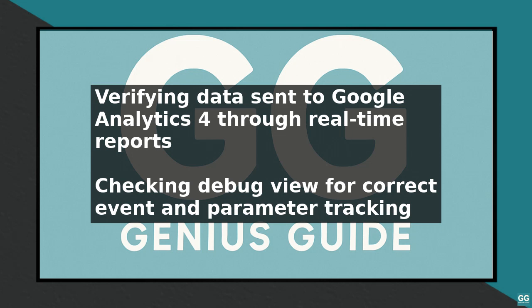Another important step is to validate your event tracking. Create a test event on your website, such as clicking a button, and then check the events report in Google Analytics 4 to see if the event was tracked correctly. You should also check that the event parameters are being passed correctly.